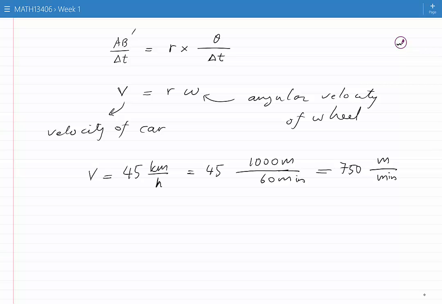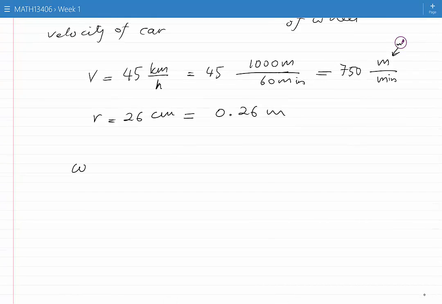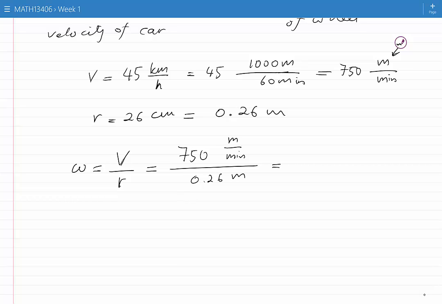The radius is given as 26 centimeters, but since I have meters in velocity, I'm going to convert this into meters, and that would be 0.26 meters. I could also have converted the meters here into centimeters, but the final answer is not going to be any different. The angular velocity, therefore, is the velocity divided by the radius of the wheel. That's 750 meters per minute divided by 0.26 meters, which is, if you use your calculator, 37,500 divided by 13 radian per minute.